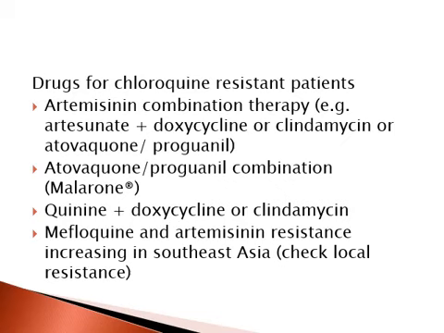For chloroquine-resistant patients, we have some drugs here. They will be discussed for you in pharmacology, but we can list them here, which are artemisinin and doxycycline with clindamycin or atovaquone. Also, we have the atovaquone and proguanil combination, which is called Malarone. Also, we have quinine, doxycycline or clindamycin, and mefloquine, and artemisinin resistance is increasing in Southeast Asia. So we'll have also to check local resistance. And this is because every time the parasite undergoes mutations which are resistant to the usual drugs.